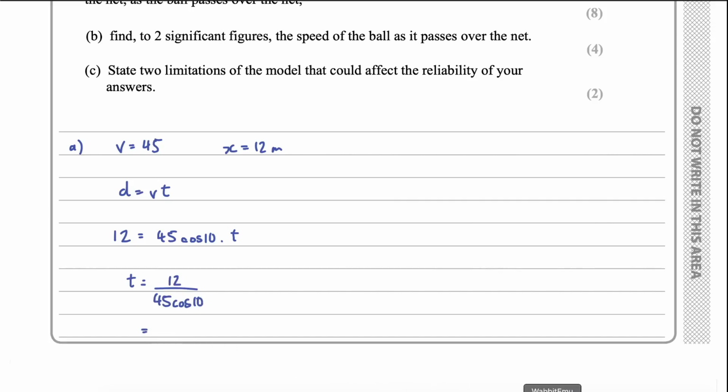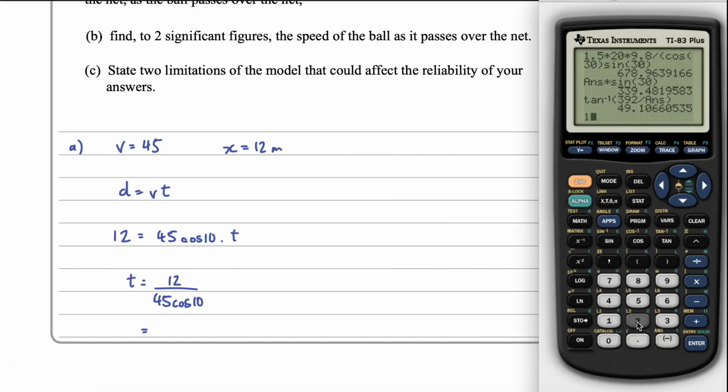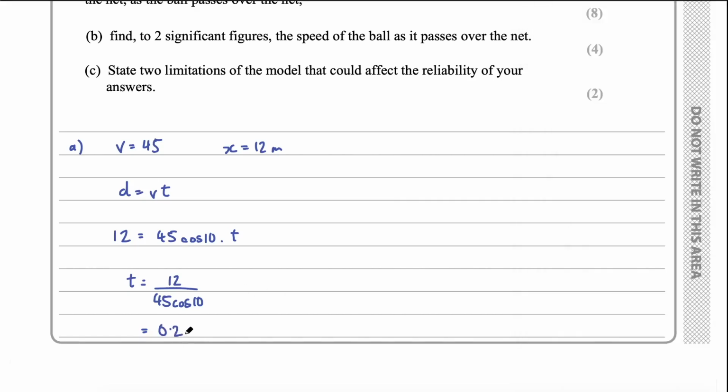And then we can put that into a calculator. So 12 divided by 45 times the cosine of 10 degrees. And we get a time of 0.27078, etc. Okay. And I also should have written up here, we're looking for y, the distance that the ball has dropped. So we've got the time now, 0.27, and that will be in seconds, 0.27 seconds.